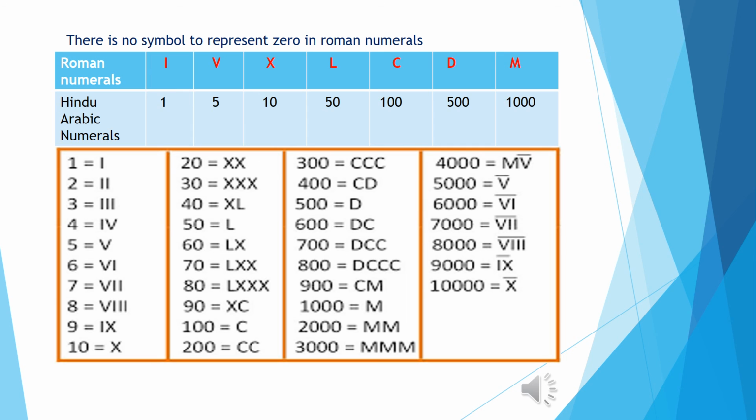Now if you observe, children, for 5000 the Roman numeral is V with an overline. This overline on V indicates that 5 is multiplied by 1000, which gives 5000. For 6000 the overline is on VI. 6 overlined by a line means 6 is multiplied by 1000 to give 6000. Hope you all understood the Roman numerals and the rules for writing the Roman numerals.